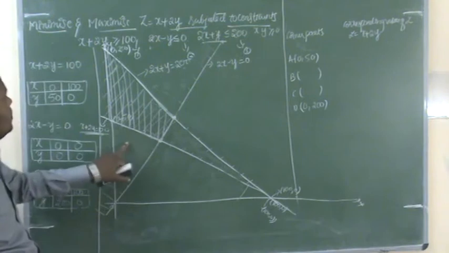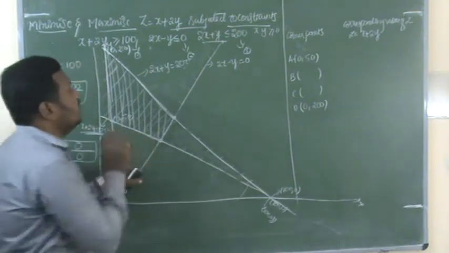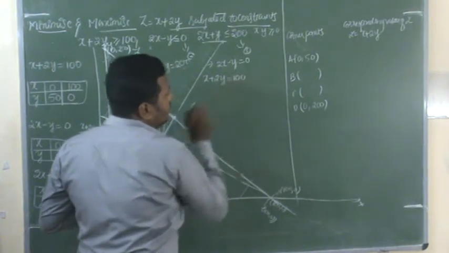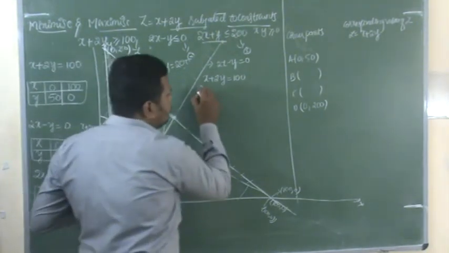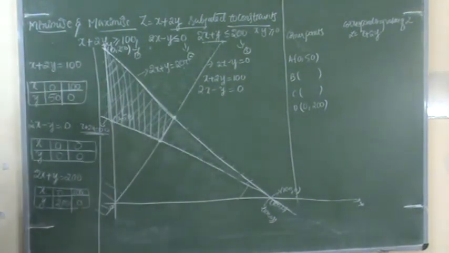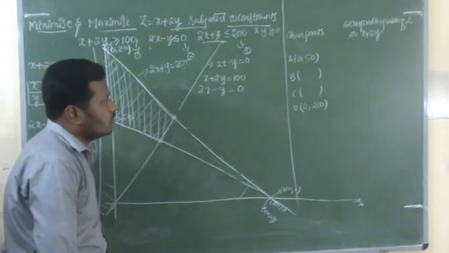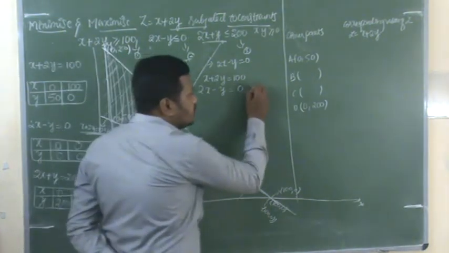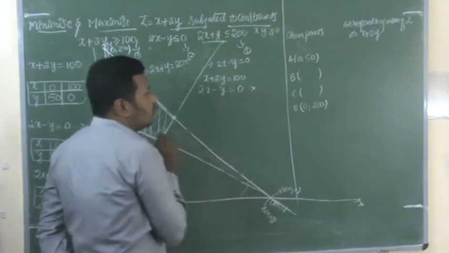For the first equation, x plus 2y is equal to 100, and the intersection with the origin line, that is 2x minus y is equal to 0. Now multiply the second equation by 2. What do we get?